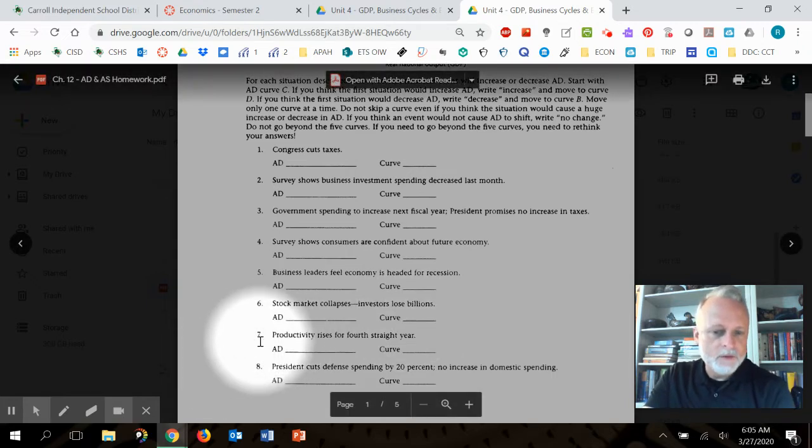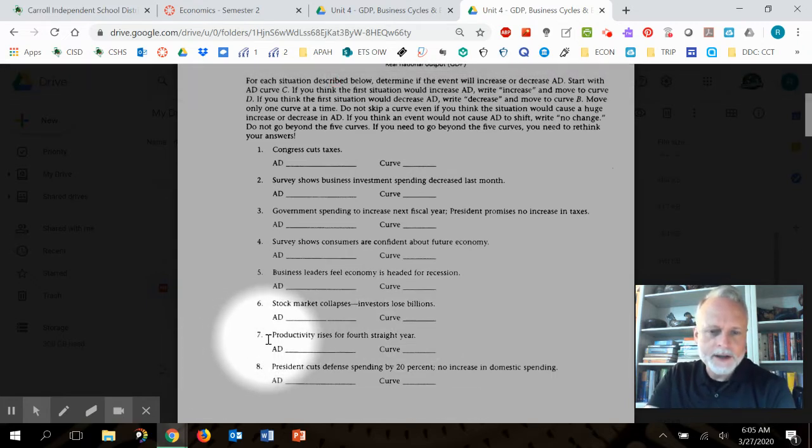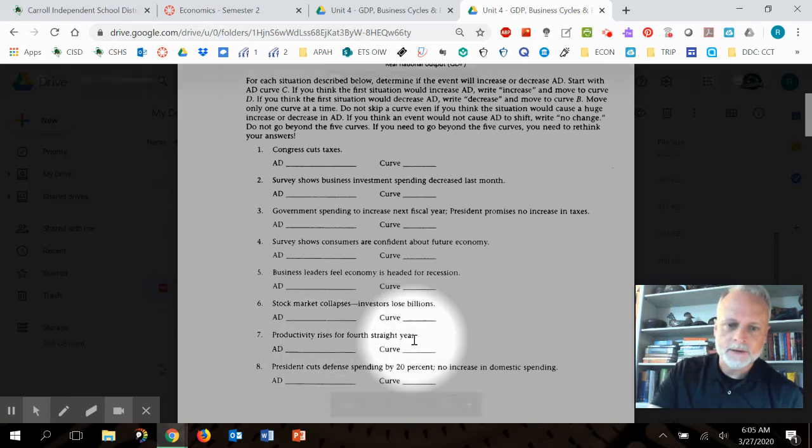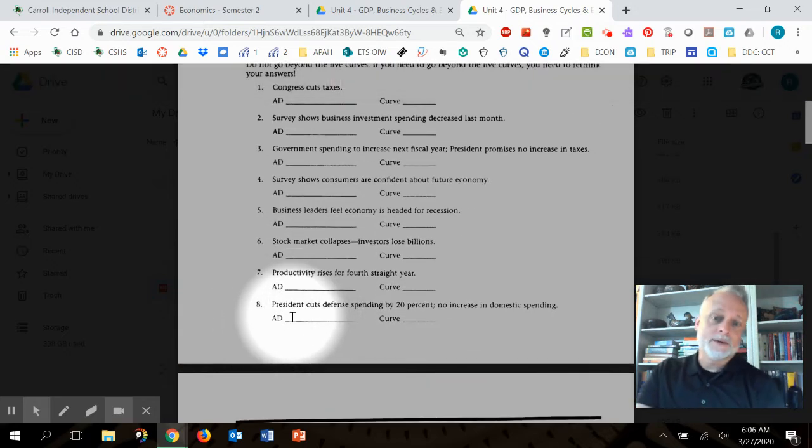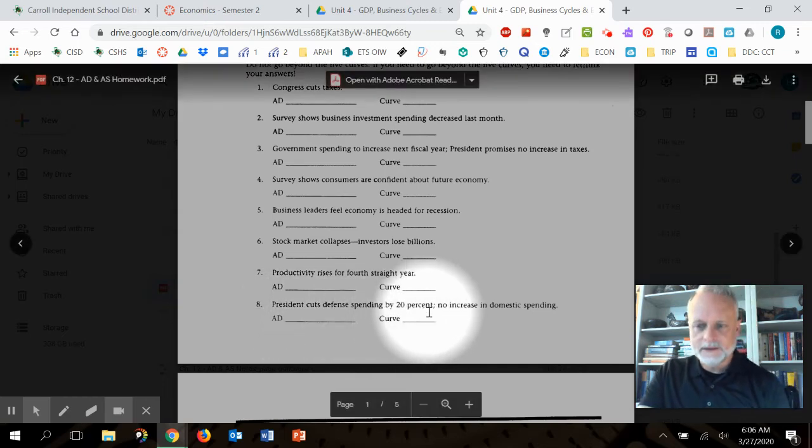Productivity rises for the fourth straight year. Now, this was the no change. And what you have here basically is something that would be on the AS curve. It's fantastic for the economy, but you just can't show it on AD. So we say no change for AD and we stay right where we are. The last one, president cuts defense spending by 20%, no increase in domestic spending. That cut is going to show up on the AD curve, so we will decrease our curve and I think move back to B if I've kept track of everything.